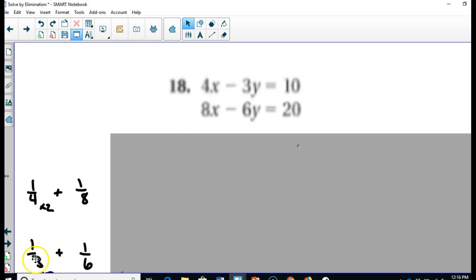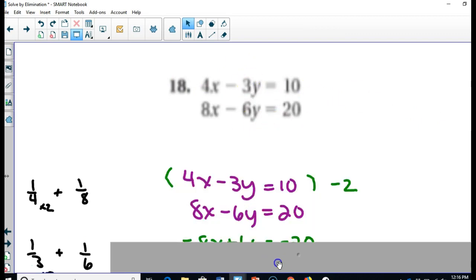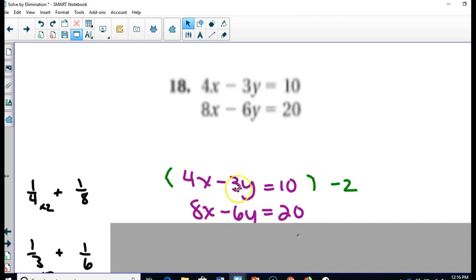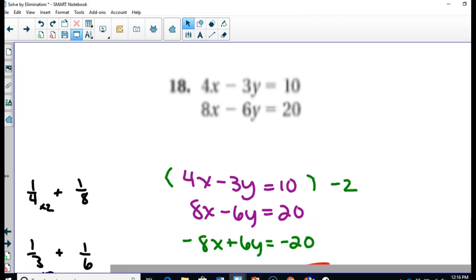I did the bottom one too, the 1/3, 1/6. Well, I can multiply this whole equation again by a negative 2. That would be that common denominator, making it equal to a 6. When I do that, I have my original in purple here, negative 2 to get my x's or my y's to cancel out. Well, watch what's going to happen.